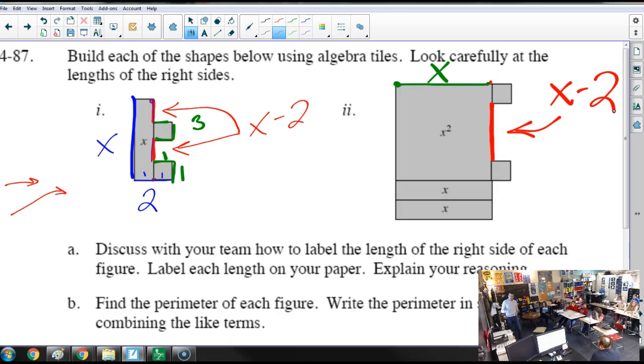So let's imagine this. If I brought in another 1 tile and dropped it right here, what is this length left over? x minus 3. This would also be taken away then, right? That would also be taken away. But right now it's x minus 2 because it's x, take away 1, take away another. Questions?